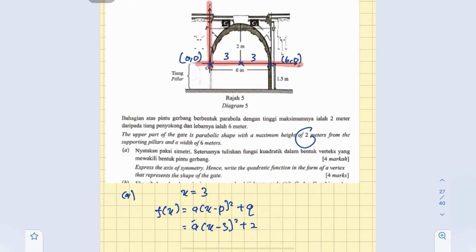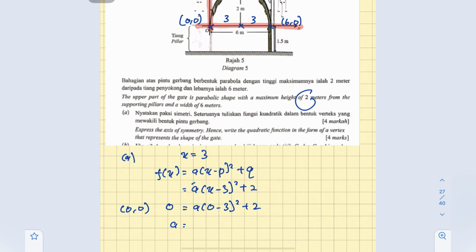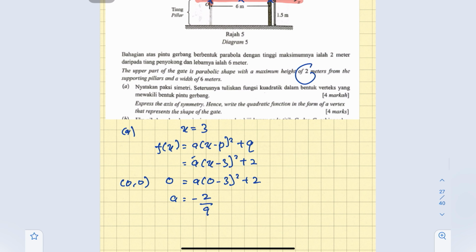So to find a, we can substitute the values of coordinates x and y. We substitute f(x), which is y, equals to 0. If I put in 0, 0, so 0 equals a times (0 minus 3) squared plus 2. So we will get a equals to negative 2 over 9. So then the function is f(x) equals negative 2 over 9 (x minus 3) squared plus 2.